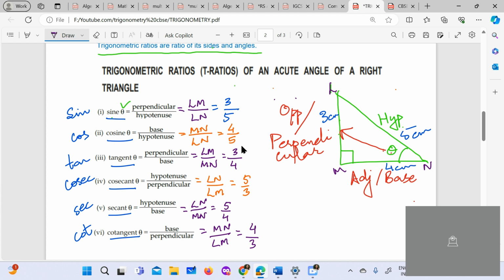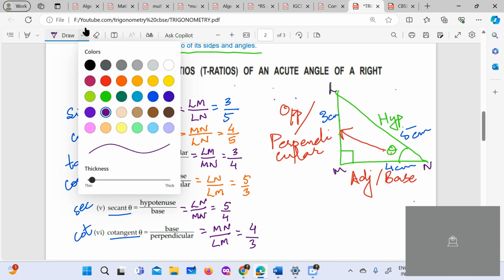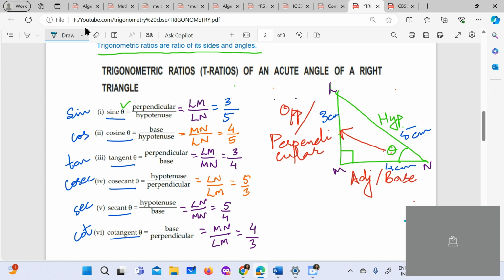So here these are written: sine is equal to perpendicular upon hypotenuse, cos is base upon hypotenuse, tan is perpendicular upon base, cosecant is hypotenuse upon perpendicular, secant is hypotenuse upon base, and cot is base upon perpendicular. I will give you one short form to remember this, which you can easily recall anytime. My suggestion is, whenever you are solving any question related to trigonometric ratios, please write this in one corner in the rough column. Now let's see what it stands for.